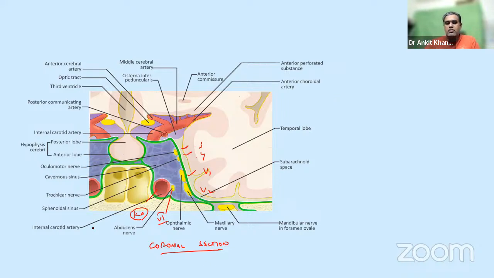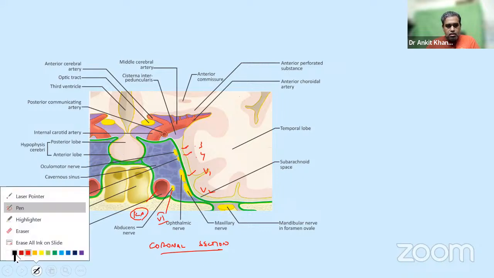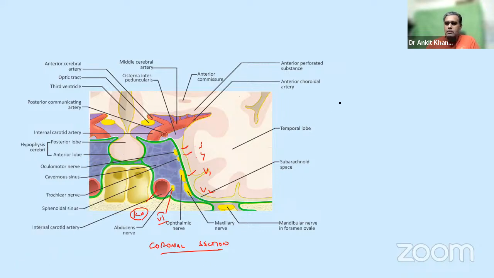So let me give you a fair overall idea of what will happen in case of cavernous sinus blockage. See, a sinus is a venous sinus, so obviously the veins are blocked. So there will be congestion in the eye. Then the third, fourth, and sixth nerves are blocked, so the eye will not move. There will be ophthalmoplegia.